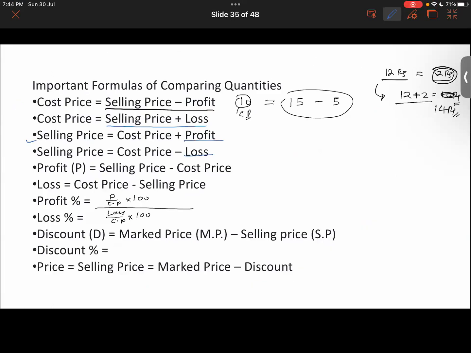Loss and profit. Okay. So do one thing, take the screenshot of this one. Before that, there's one more blank. Sir, I have already taken it. Good.